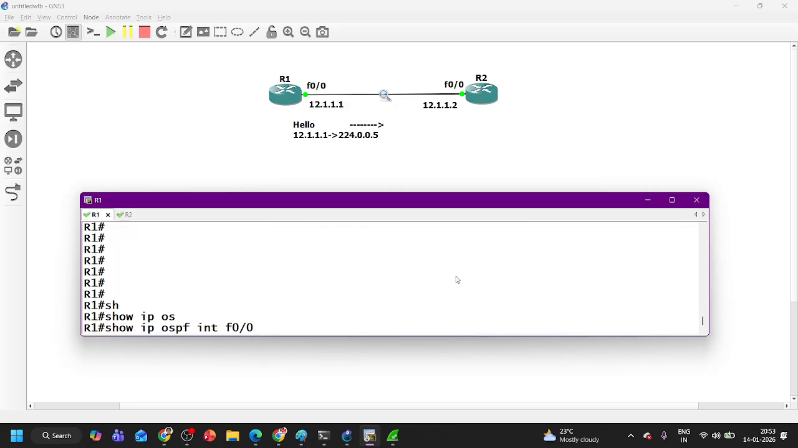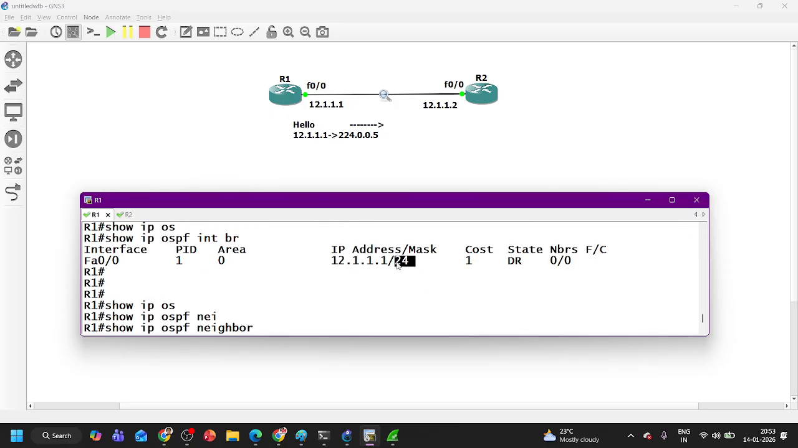What about on the other side, on router 1? /24. You see, that's probably why it's a problem, no? Yes, that is the problem only.